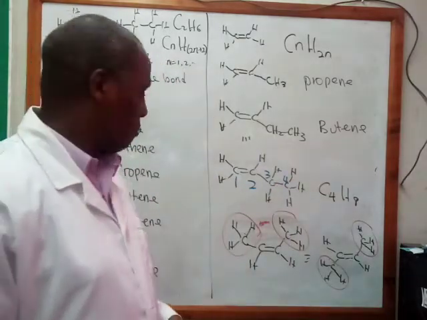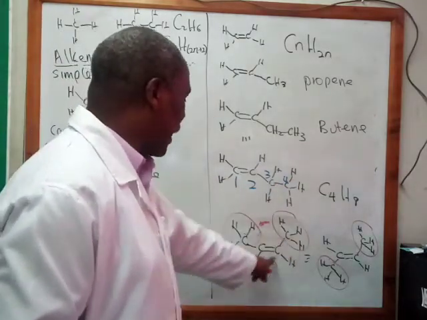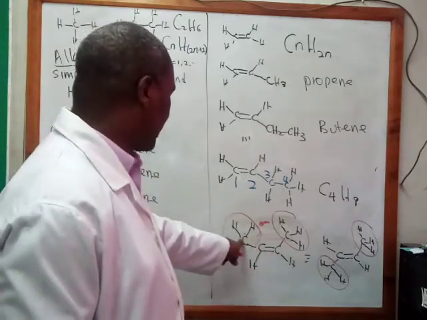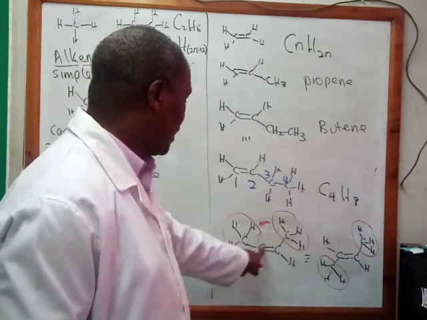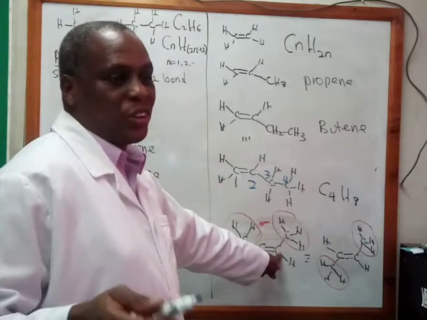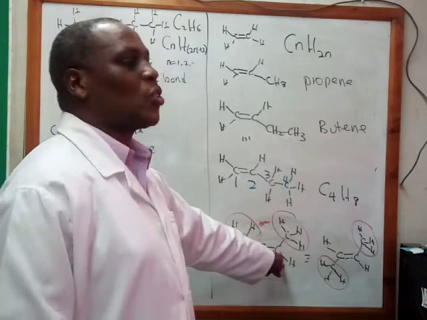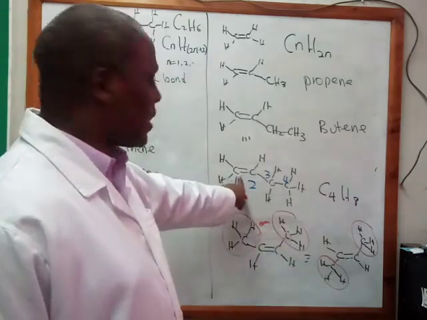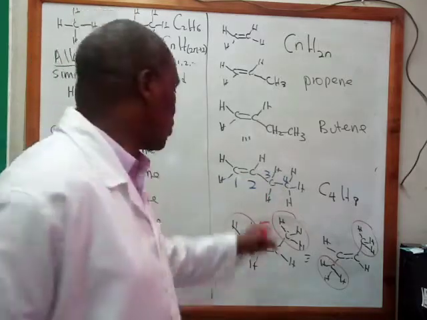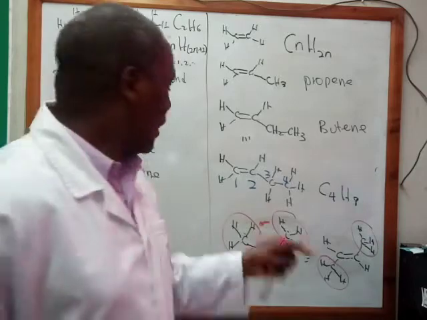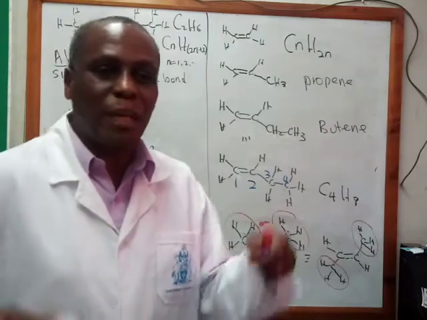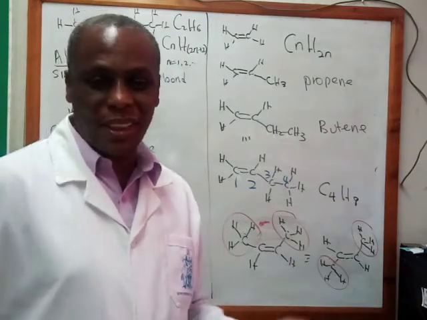Can you see that? In this case, whichever way I start, the double bond starts on carbon number 2. If I start from here, 1, 2, 3, 4, the double bond is between carbon number 2 and carbon number 3. So you usually indicate the first position at which the double bond occurs. If the double bond is between carbon number 1 and carbon number 2, you say the double bond is on carbon number 1. In this case, the double bond is between carbon number 2 and 3, so you say the double bond is on carbon number 2. Are you going to see that?